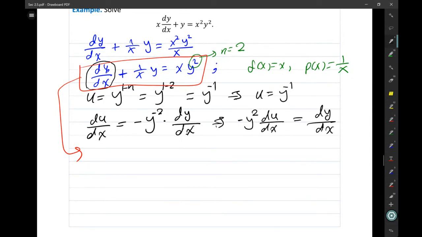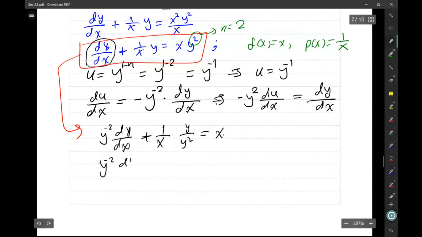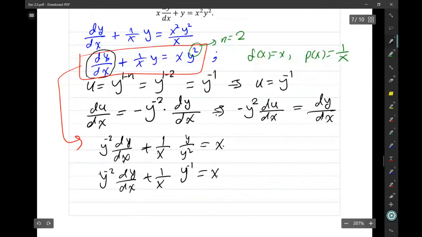We divide the original equation by y square. We get here 1 by y. Let's see what we get now: y to the power minus 2 times dy by dx plus 1 by x times y over y square is equal to x, which is y to the power minus 2 times dy by dx plus 1 by x times y to the power minus 1 is equal to x. Now have a look here. Replace y to the power minus 1 by u. This becomes u.